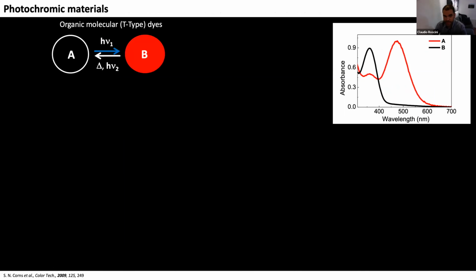A photochromic material, especially the T-type, are molecules that are able to absorb photons and switch from one form A to a form B, which usually has different absorption properties. Now, this form, once you stop the light, turns back to the original state spontaneously or by irradiating with a different frequency.